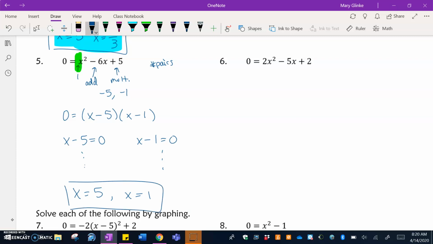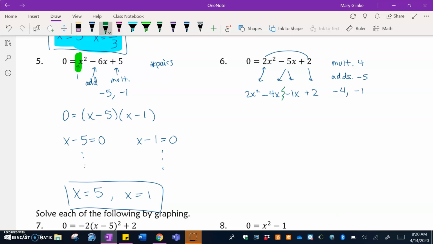Number 6 here looks the most like number 3, the problem we started off with. This one has a number out in front. The leading coefficient is not 1, so we're going to have to do A times C. We are looking for what multiplies to get 4 but adds to get negative 5. Our numbers are going to be negative 4 and negative 1. So I'm going to rewrite my problem as 2x squared, and split my middle term into negative 4x minus 1x, plus 2.